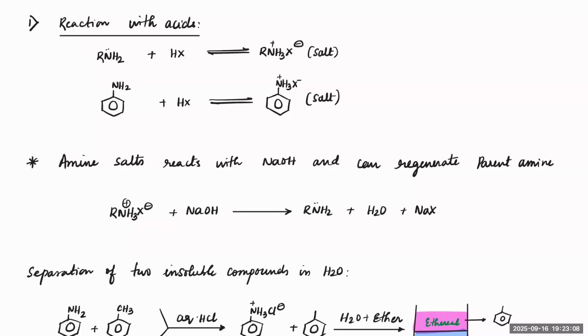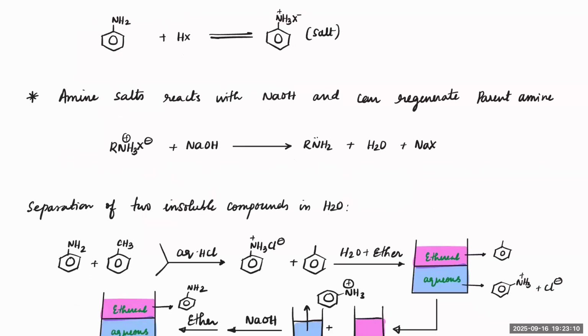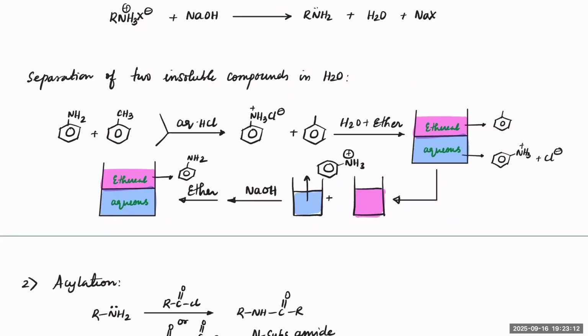This technique can be used in many places. Let me show you how. Suppose I have to separate two insoluble organic compounds, out of which one of them is aniline, the other one is toluene. So what is the best way to do it? Just react with aqueous HCl. Then the aniline will react with aqueous HCl, convert into anilinium chloride, which is a salt. And this salt gets dissolved in water. So here will be the dissolved form.